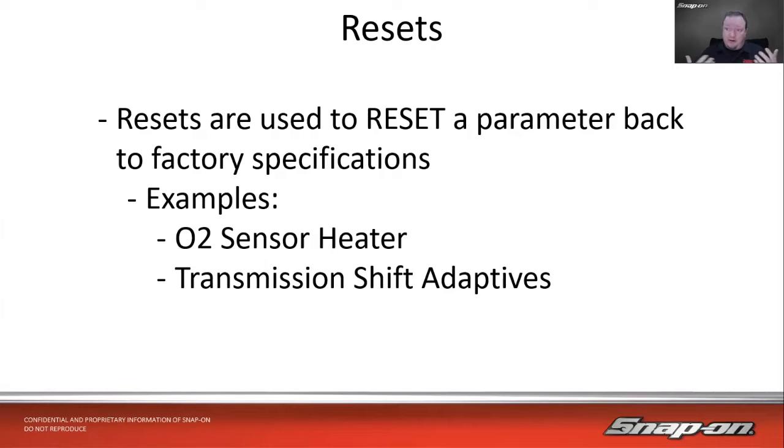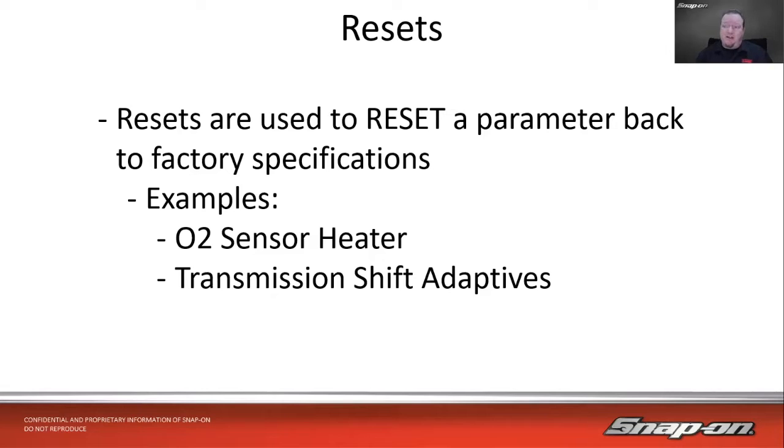Some examples: an oxygen sensor heater circuit adjusts as the heater circuit wears. It'll adjust the amount of current flow through that heater to allow it to heat up as fast as it used to. But then when you put a new oxygen sensor in, it's going to have that excessive amperage flowing through it, and then you could burn out the heater. So what you need to do is reset that back to the factory level, and then everything will just kind of relearn where it needs to be.